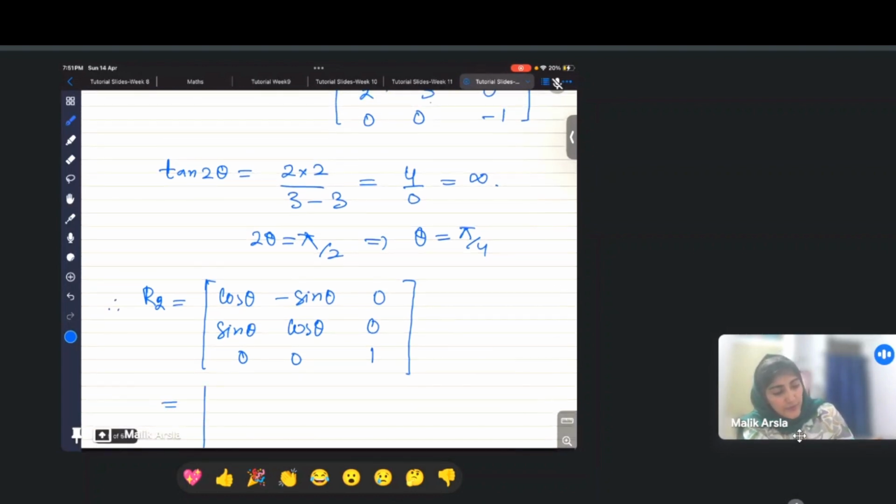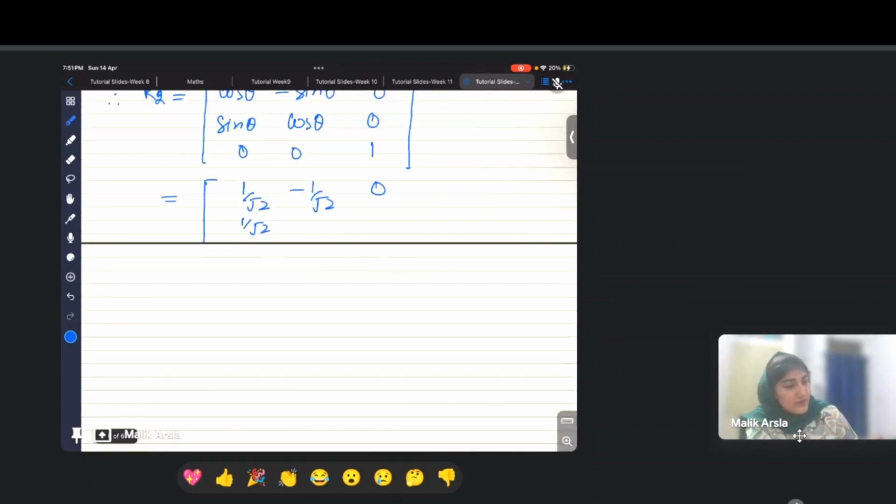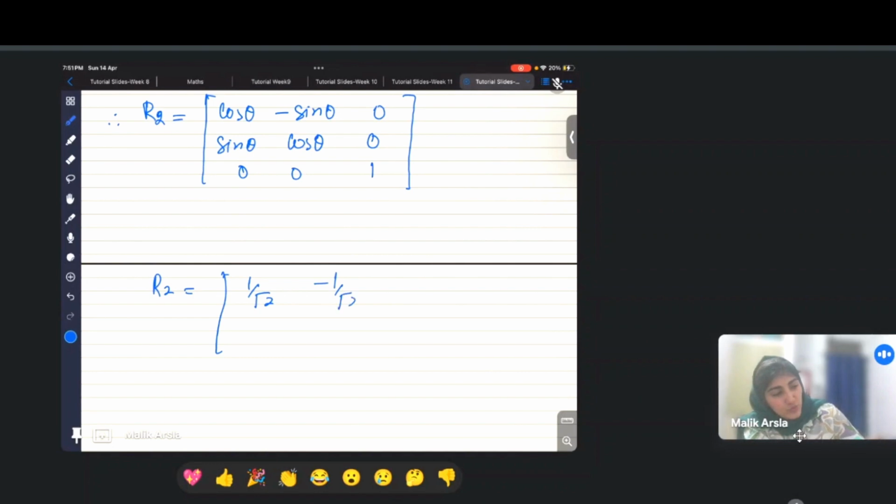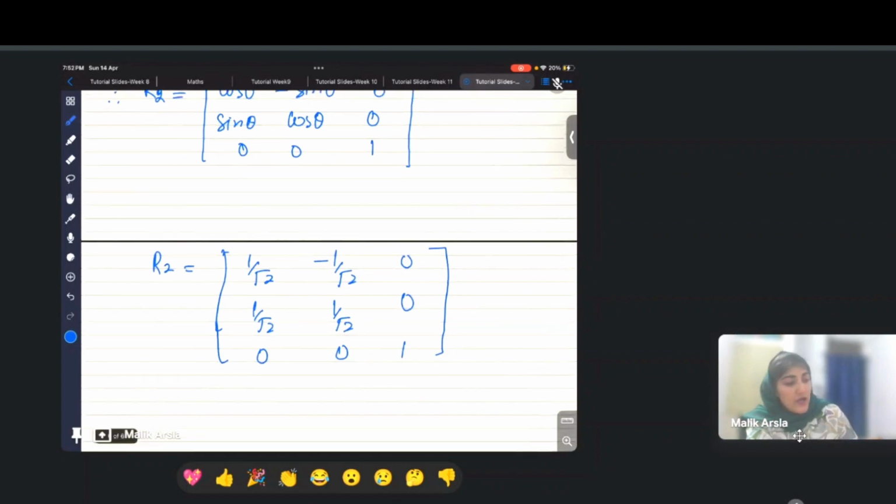Now it will come out to be 1 by root 2, minus 1 by root 2, 0. Then 1 by root 2, 1 by root 2, 0. Then 0, 0 and 1. So R2 will be this matrix.